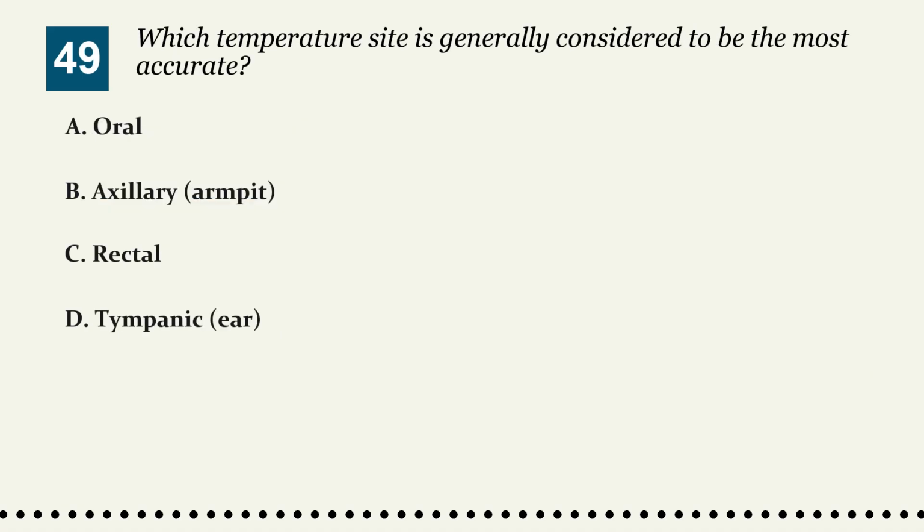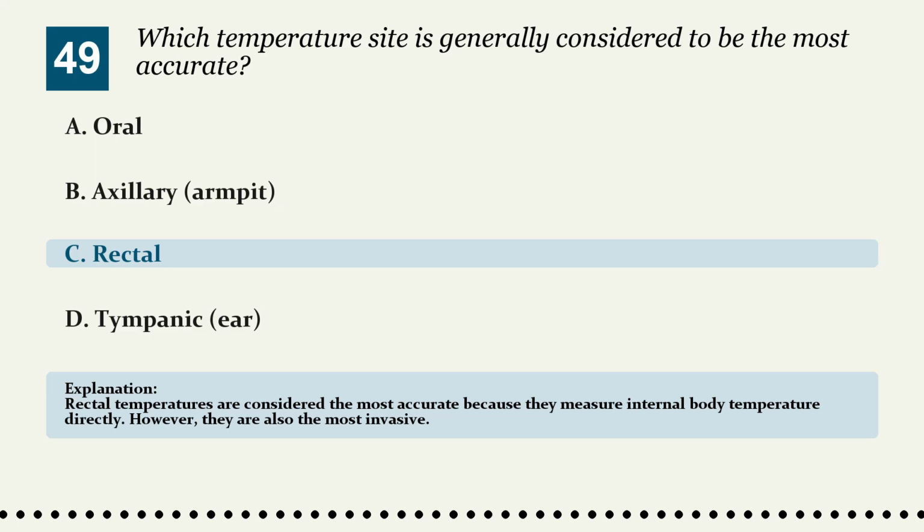Question 49. Which temperature site is generally considered to be the most accurate? Option A, oral. Option B, axillary, armpit. Option C, rectal. Option D, tympanic, ear. The correct answer is option C, rectal. Rectal temperatures are considered the most accurate because they measure internal body temperature directly. However, they are also the most invasive.